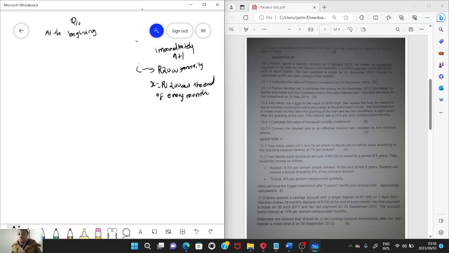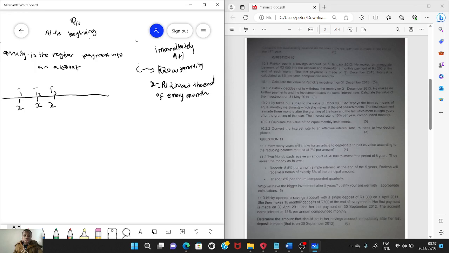Meaning, suppose I have my timeline, I have T1 here, I have T2, I have T3. If I put X and then I still continue to put X, and I still continue to put X, it becomes my annuity. One, the amount remains constant. That's the first thing. There is consistency. And two, the time slots, whether months or years, remain the same.